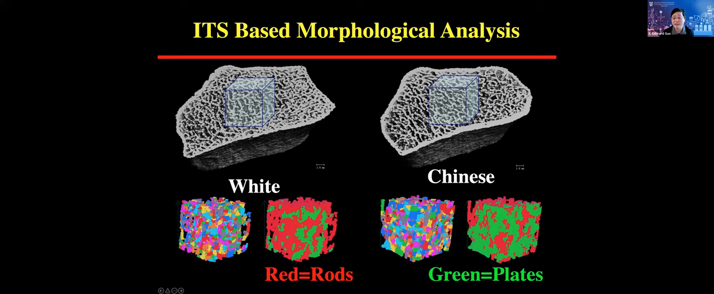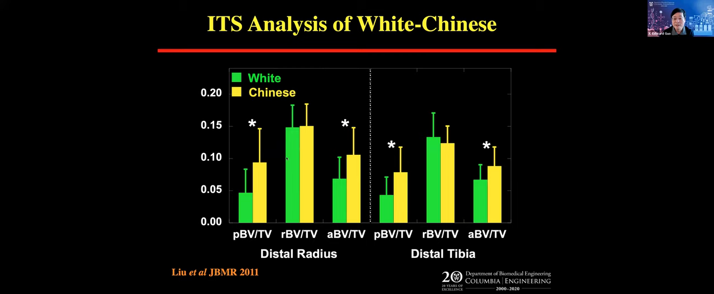If you quantify them, indeed, they have similar rod bone volume fraction, but the plate bone volume fraction in yellow in the Chinese here is double the amount in the Caucasians in white. And also the axial bone volume fraction is almost double.